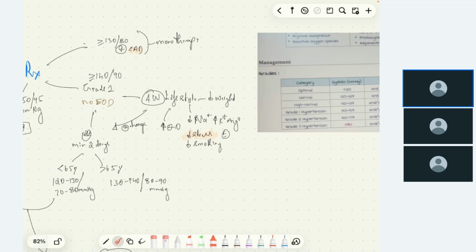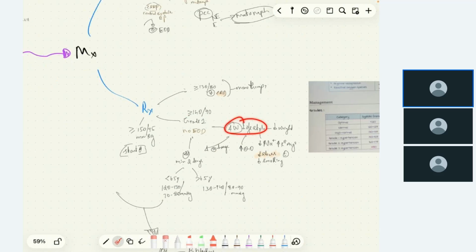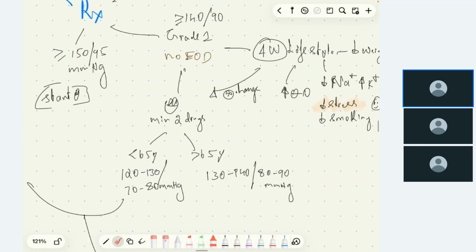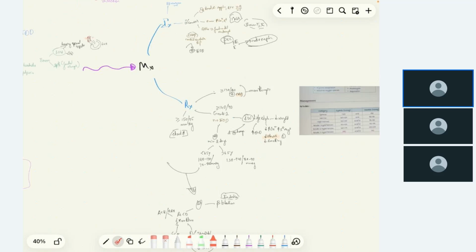We'll do this for 4 weeks. For 4 weeks, the patient does this. Most commonly, no one will do this. If there is no change in blood pressure after 4 weeks, we'll go on to give drugs to manage hypertension.